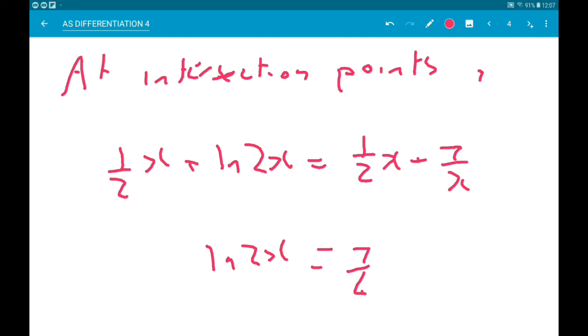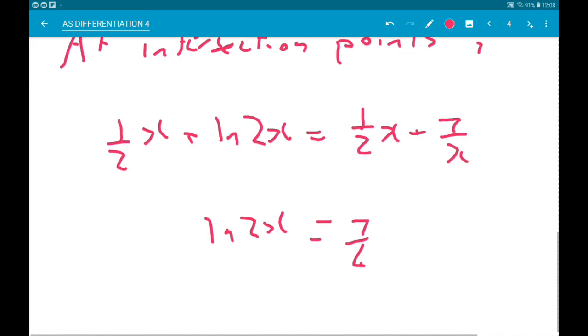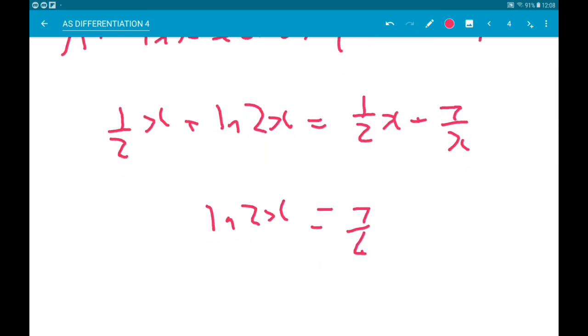To undo a log, we exponentiate both sides. So 2x is equal to e to the 7/4. Which means x is 1/2 e to the 7/4.